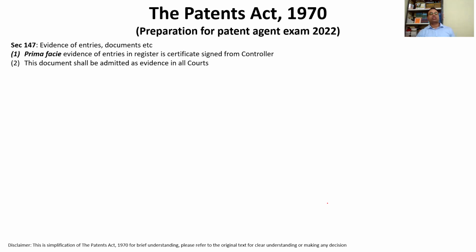Now your memory test: can anyone tell which is the section which talks about how everything has to be registered in the patent, and if there is any wrong entry, you can always protest? What are those sections? Quickly. Section 67, 60. Register of patents and particulars to be entered there. Correct. So this is the register of patents section, and everything is mentioned here.